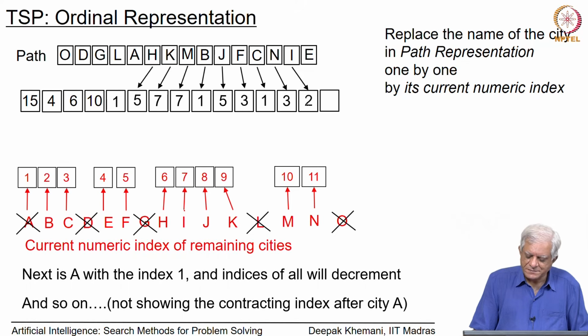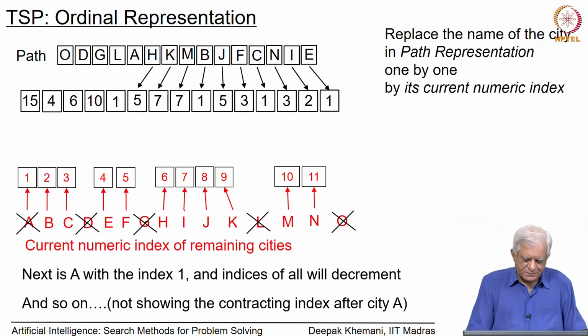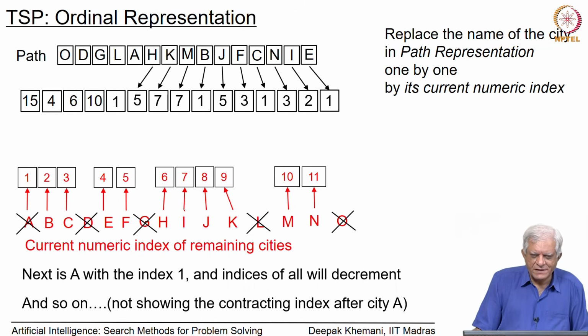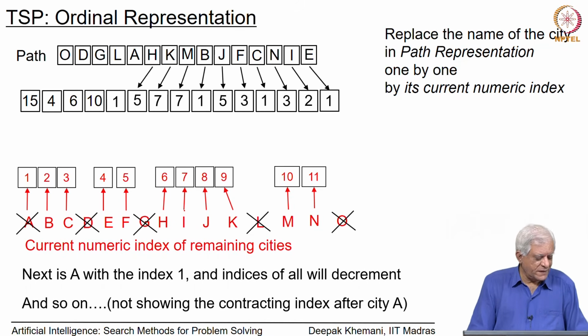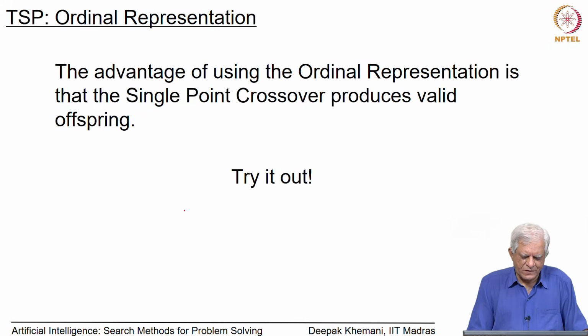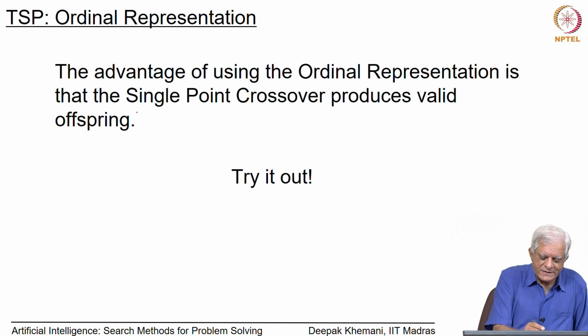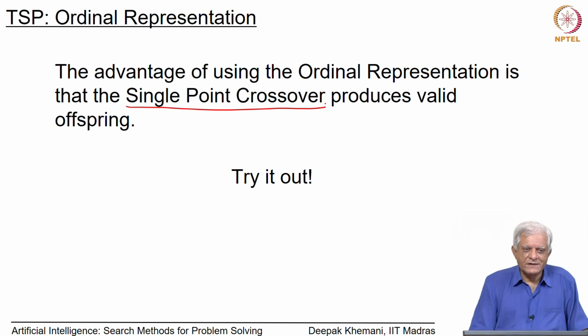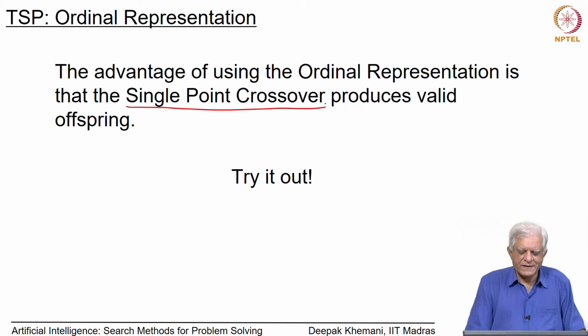So, this representation that we have just constructed is called the ordinal representation. As you can see, it is a little bit of work to come to this representation. So, what do we gain out of this? What we gain is that you can use a single point crossover over the ordinal representation. You take 2 tours, convert them into ordinal representation, and then if you do single point crossover, what you get is valid offspring, or valid tours essentially. You can think of that as an advantage, and I would encourage you to try it out yourself with a small example.